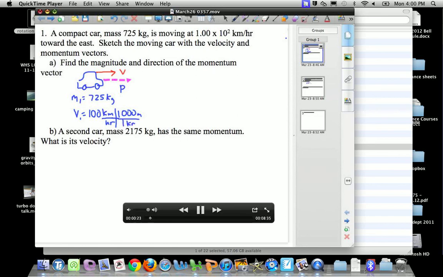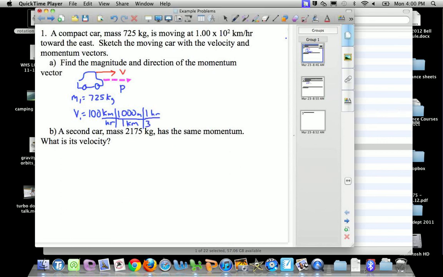You remember your conversions. 1,000 meters is equal to 1 kilometer. And 1 hour is 3,600 seconds. So we're going to multiply by 1,000 and then divide by 3,600. That will cancel out kilometers, and it will cancel out hours, and we'll be left with meters per second. If you put it in your calculator, you should get 27.8 meters per second.